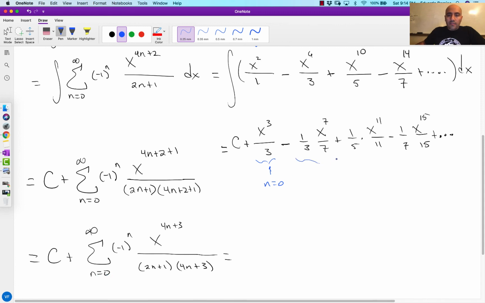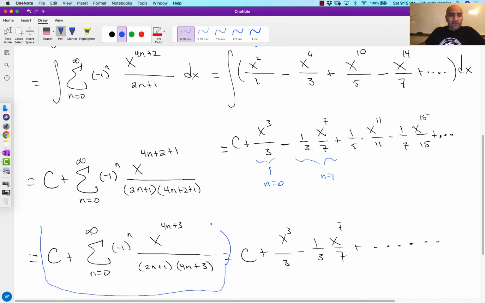Now let's confirm that this is the term I get when n equals 1. When n equals 1, we get a negative. That's true. When n equals 1, we get x to the power of 7, and a 3 times 3, and then a 7 there. So this is the term when n equals 1. Okay, so it does match: C plus x to the third over 3 minus 1/3 x to the 7th over 7 plus the rest of them. Good. So this is our answer.